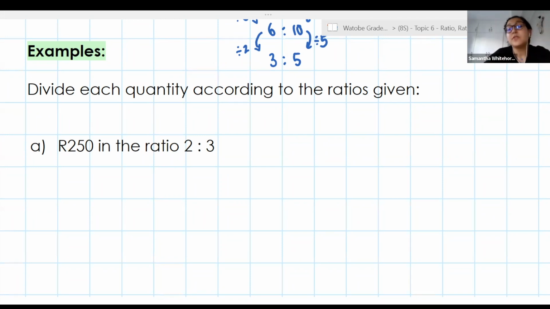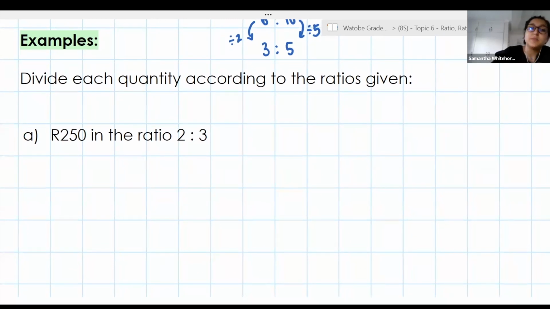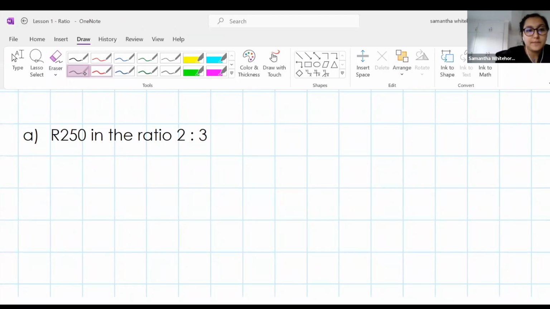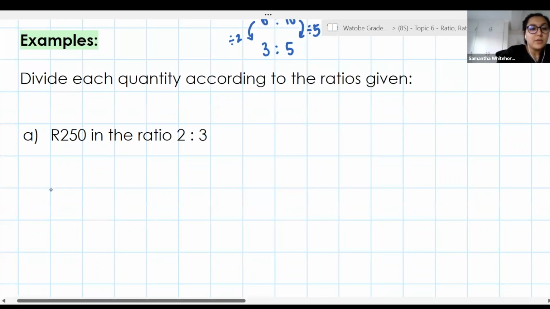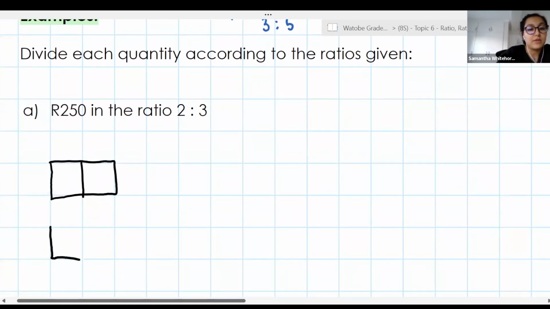Now, guys, there's lots of different ways that you can do this, and most of you will probably do it the second or third way that I'm going to show you, but I'm going to give you options because it's always good to have options to be able to answer these questions, especially because we all understand things differently. So the first way that we can think about this is, what is this ratio representing? Well, it's saying that I have two parts and I have three parts to my ratio. And somehow I need to split 250 Rand up across those 5 blocks.